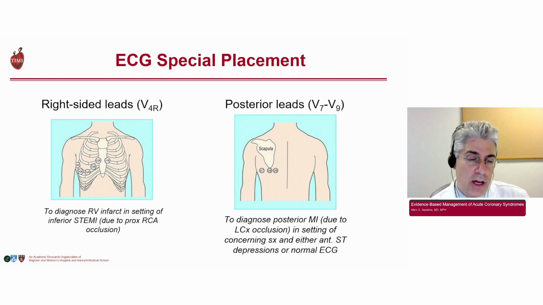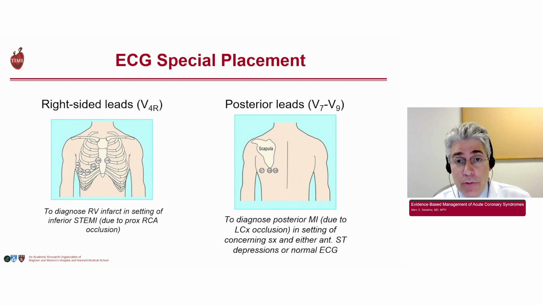Right-sided leads, here we're looking at the chest of the patient. You can see it's a mirror reversal of the typical position for the ECG leads, now extending across the right side of the chest. And we use this to diagnose an RV infarct in the setting of an inferior ST elevation MI. Basically, if someone has an inferior MI, the blockage could be very proximal in the right coronary artery. It could be distal right before the takeoff of the posterior descending artery. If it's proximal, that means that the blood flow to the right ventricle is being compromised in addition to the inferior surface of the left ventricle. Those patients have a worse prognosis.